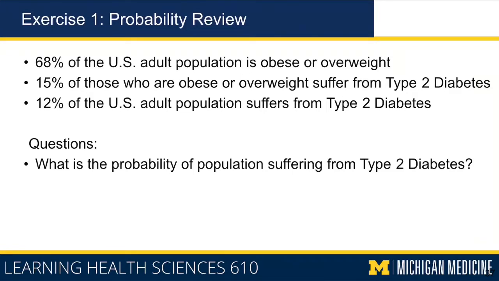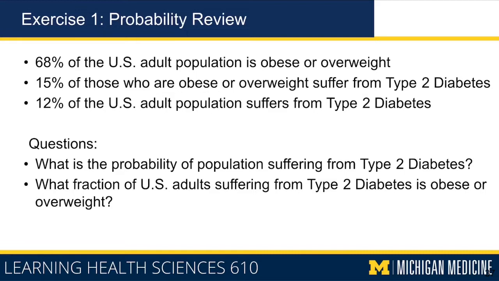So my first question to you is, what is the probability of a population suffering from type 2 diabetes? Or to say it another way, what is the probability that someone in US suffers from type 2 diabetes? And second, what fraction of US adults who are suffering from type 2 diabetes is obese or overweight? Take a moment, pause the video, and work out the solution for these 2 questions first before you move on. We will talk about the solution next.